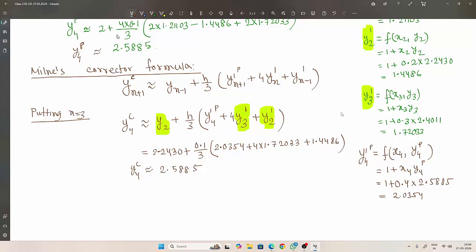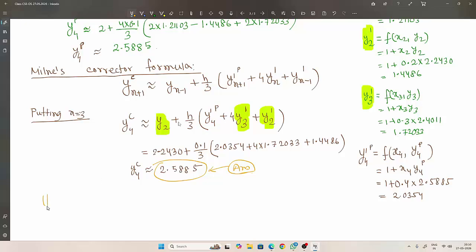So y4c, now one thing to remember, suppose in y4 prediction you are getting 2.5885 and when you are calculating y4c you have got, suppose, 2.5887. These two may differ. I am not saying that these two values will always be the same. This value can differ from the y4 predicted value, but your answer will be the value that you get in the correction value. That means this corrector value will be your answer. It may be different from the prediction value. It may be the same as the predicted value, but your answer will be the corrector value, not the prediction value.